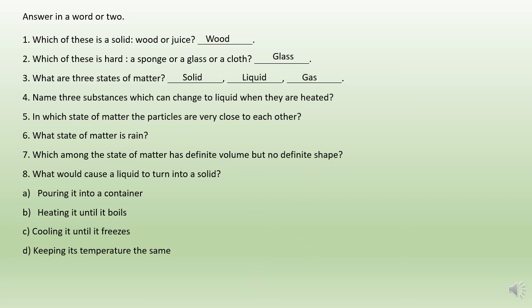Solid, liquid, gas. Name three substances which can change to liquid when they are heated. Ice, metal, butter. In which state of matter are the particles very close to each other? Solid. What state of matter is rain? Liquid. Which among the states of matter has definite volume but no definite shape? Liquid. What would cause a liquid to turn into solid? Cooling it until it freezes.